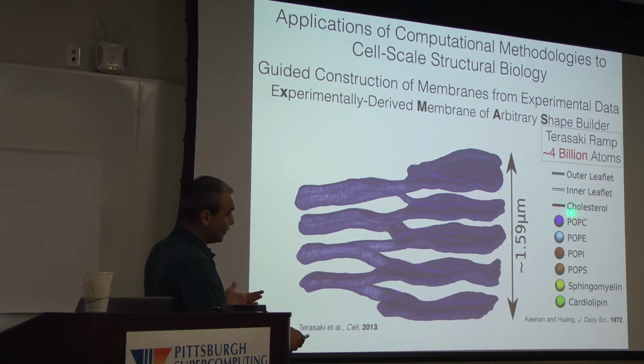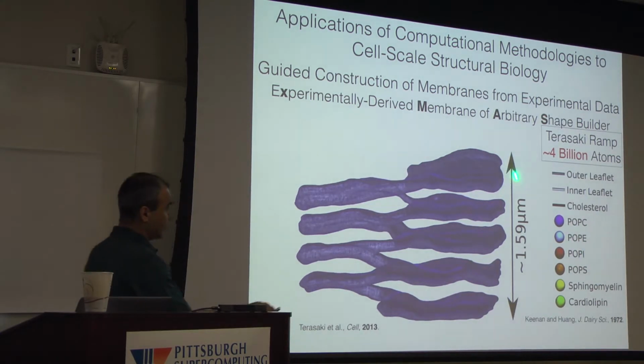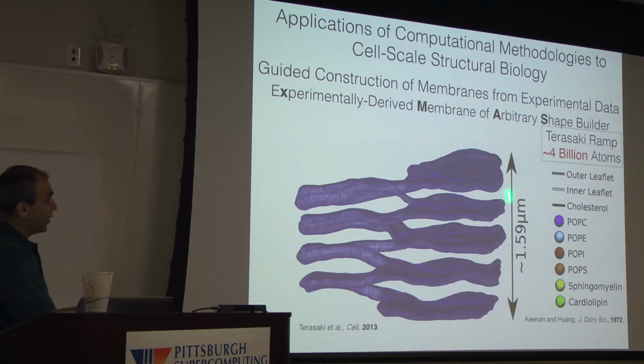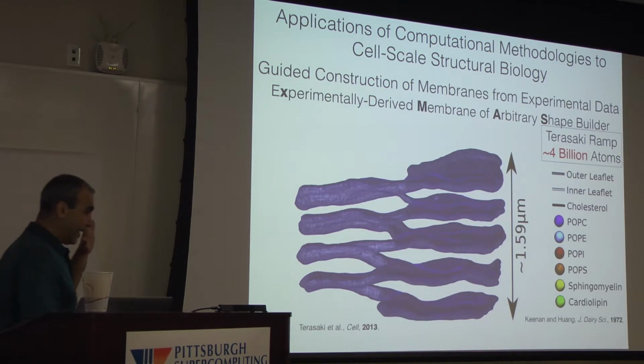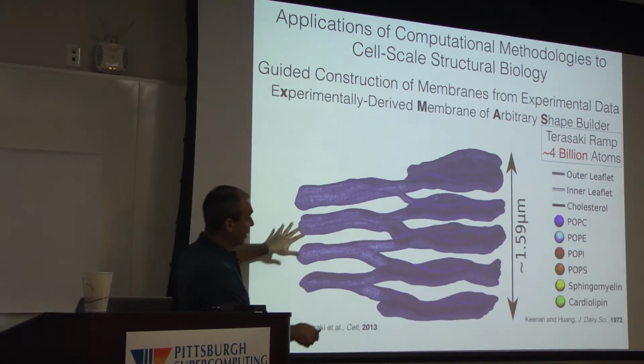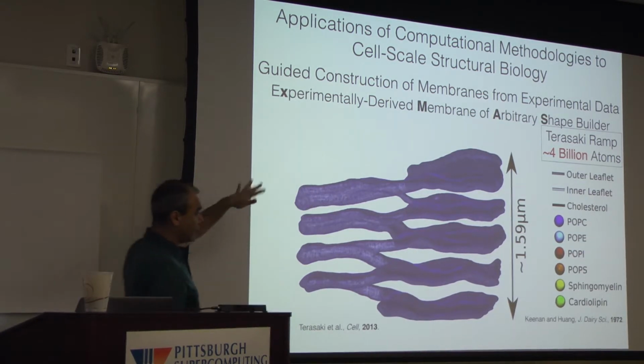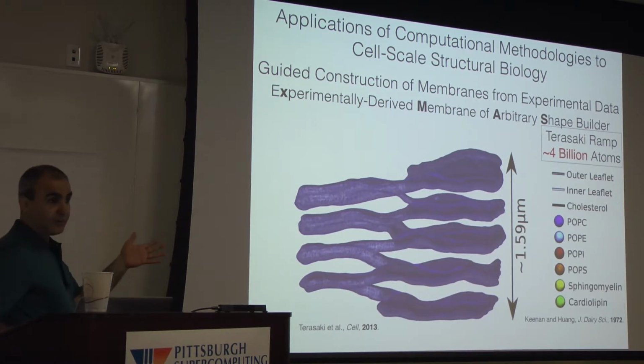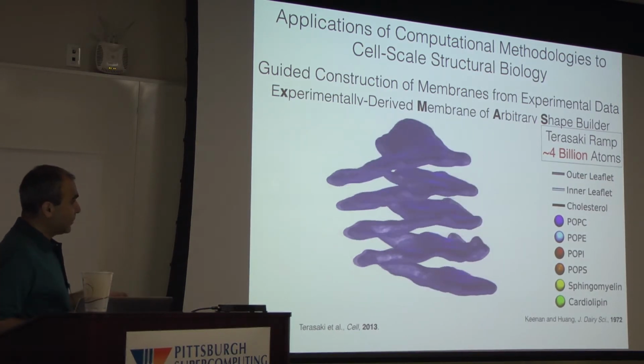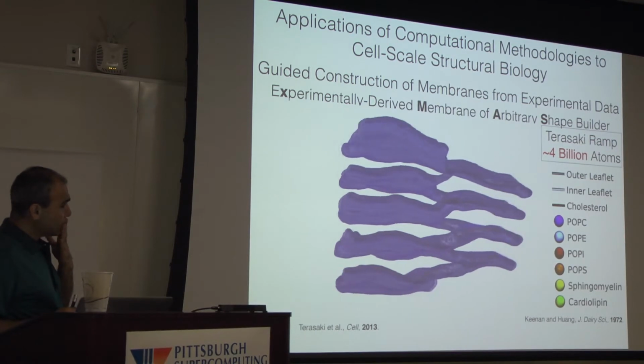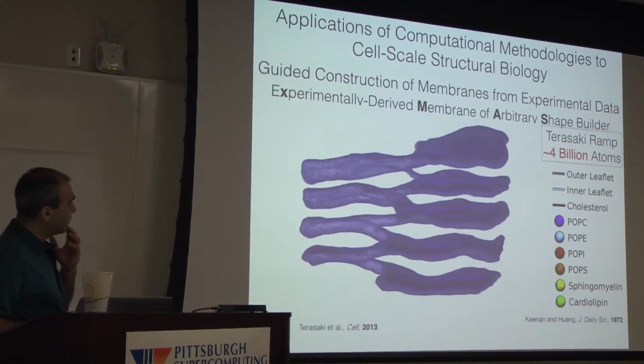There are lots of different lipids: cholesterol, PC, PE, PI, sphingomyelin, cardiolipin. And this thing is 1.5, 1.6 micrometer. It's a huge structure. So we cannot simulate this thing yet. It would be 4 billion atoms. But can we even put this thing together in an atomistic manner? And that was what we have been working on.